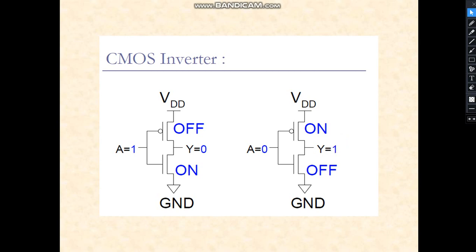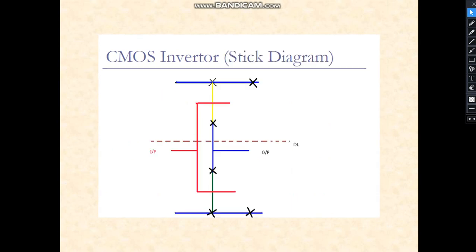The next point is that we have to draw the stick diagram of this inverter. First, we have to draw two metal lines: one for VDD, the second one for ground. One demarcation line to differentiate PMOS and NMOS. Metal lines to connect the PMOS and NMOS separately. One polysilicon to make the two MOSFETs and to apply an input, and a metal line to get an output.